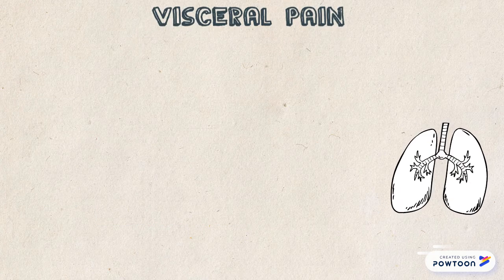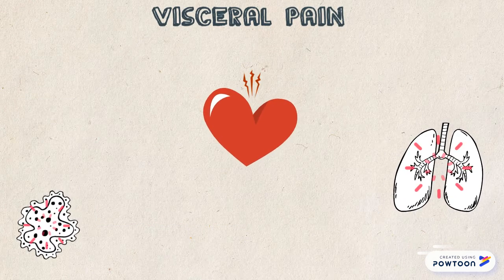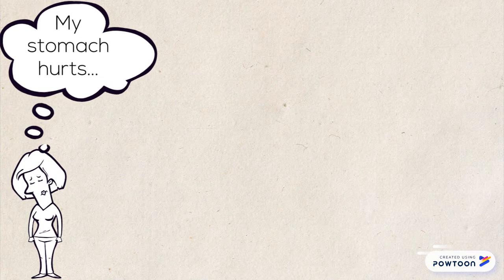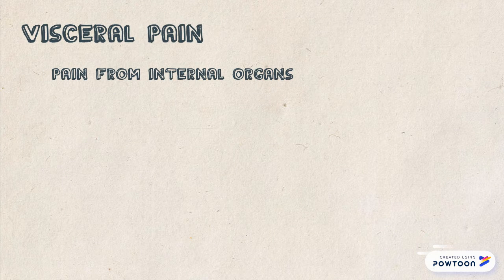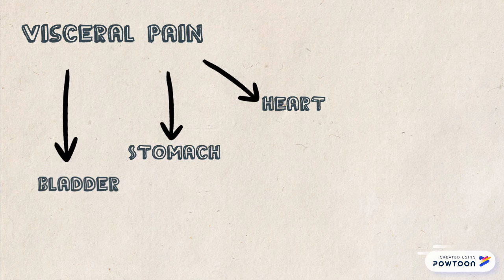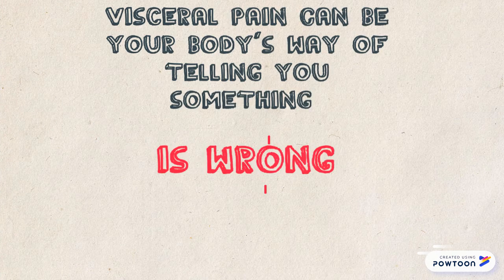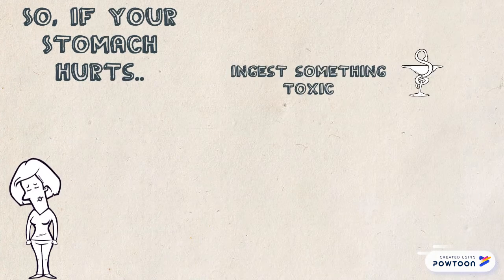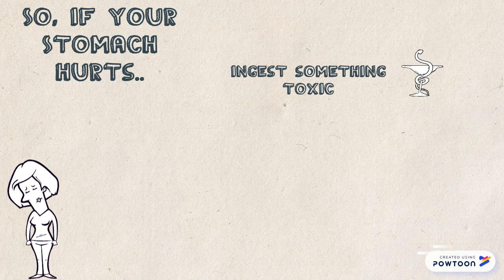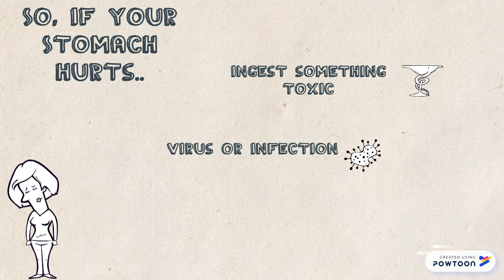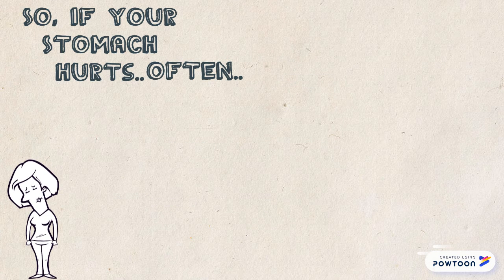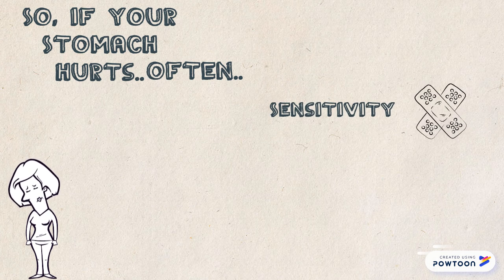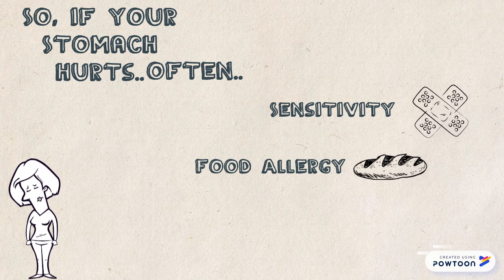Visceral pain comes from the organs inside of your body. Say your stomach hurts. That's visceral pain, which comes from nociceptors in the internal organs of your chest and abdomen, like your heart, stomach, or bladder. Visceral pain can be your body's way of warning you that something is wrong. So if your stomach hurts, maybe you ate something that isn't sitting right, or you're getting sick with a virus or infection, or maybe some medications are upsetting your stomach. Or if your stomach hurts often, it may mean you have a sensitivity or food allergy.